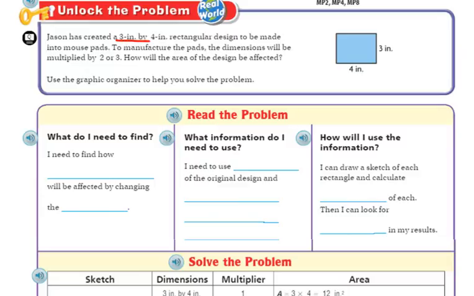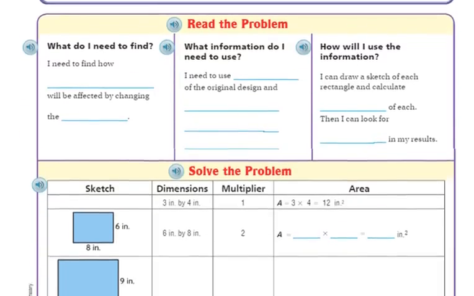Alright, so we're going to start with a 3 by 4-inch rectangle, which you see a picture of over here. And we're going to look at how the overall area of that rectangle would be affected if you multiplied the dimensions by 2 or 3. So dimensions, we're talking length and width. Alright, so we're not just multiplying one, we're going to multiply both dimensions of that rectangle and see how that impacts our area.